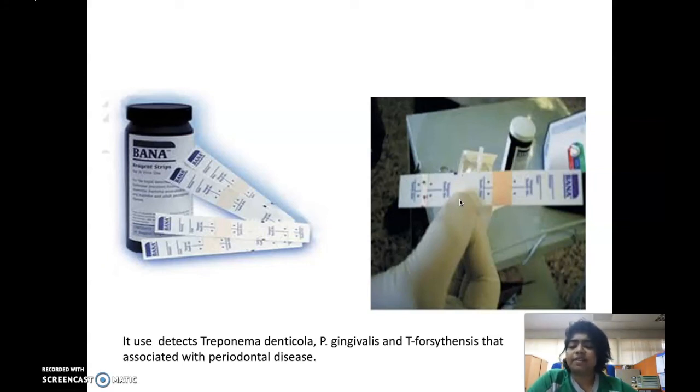It detects especially Treponema denticola, P. gingivalis, and T. forsythia that are associated with periodontal diseases. So by using the BANA test, we can detect not only halitosis but also periodontal risk assessment.